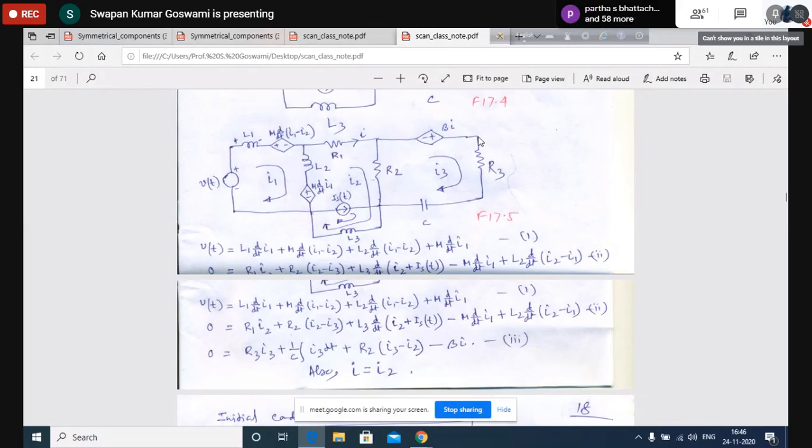You have started to write the equation from here. This drop you have written, this drop you have written, this drop also you have written. In the direction of current there is a drop in voltage. All right, but when you go from here to here, is there a drop in potential or a rise in potential?